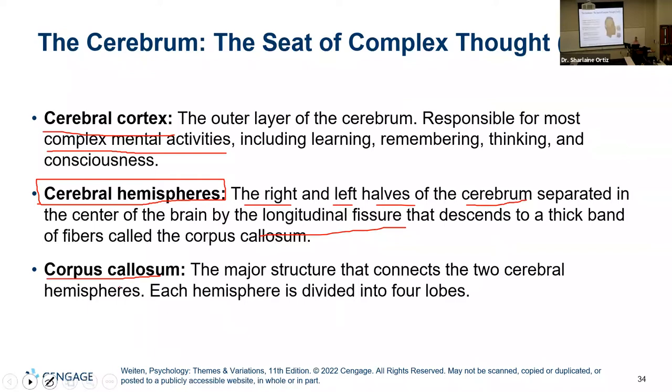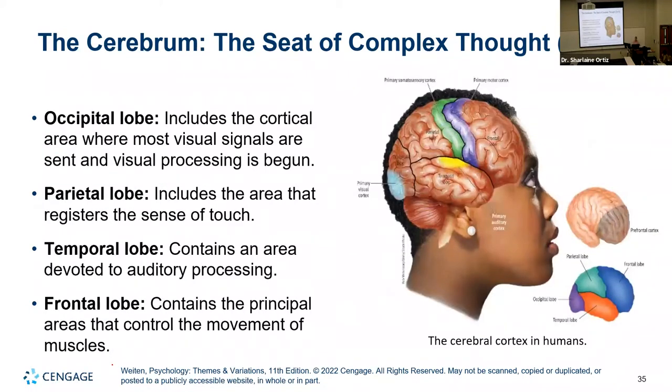Any questions about that? It's the entire thing. So you have that thick band that then feeds into the hemispheres.